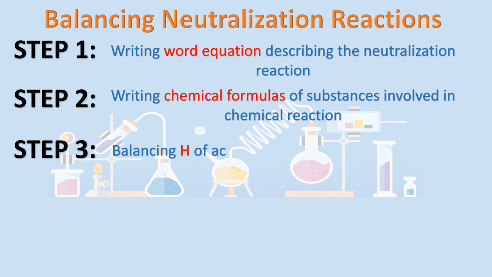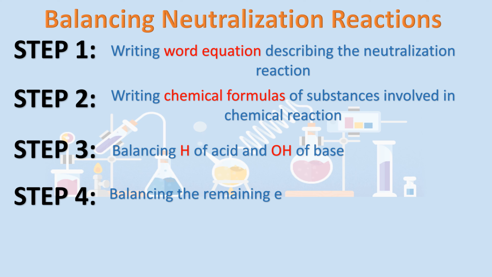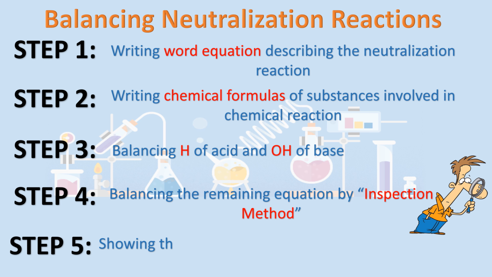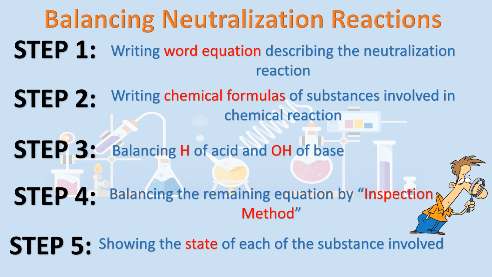Balancing starts from the third step, and the very first thing you need to balance is hydrogen of an acid and hydroxide of a base. After balancing hydrogen and hydroxide, the fourth step is to balance the rest of the atoms in the equation by inspection method. And the last step is to write the state of each of the substances involved in the neutralization reaction.